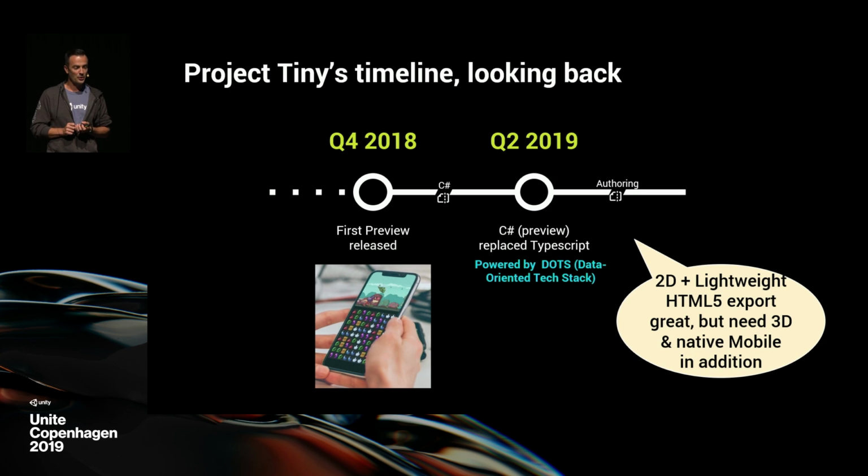And at this point, we also heard another round of feedback, which was, okay, 2D and lightweight HTML5 export are great, but in order to have a complete tool that answers the needs and what you intended to produce, we also need 3D. We also need to be able to deliver native mobile in addition. And so that's what we're intending to do. And we'll go into more details on how you can work with those targets in mind.